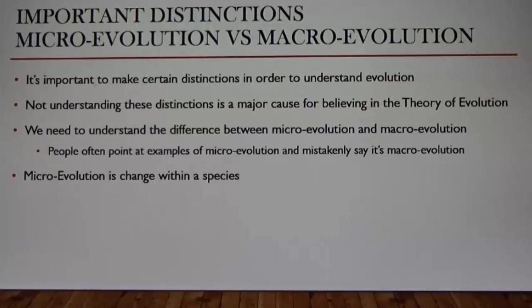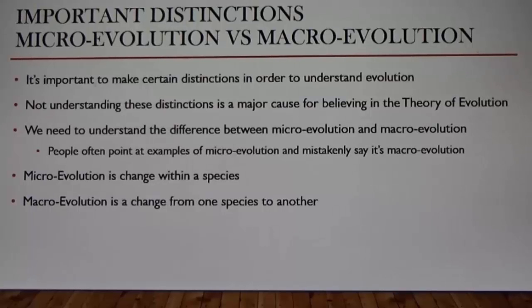So microevolution is a change within a species. Whenever we see the word micro, we're thinking of something on a small scale. So you can think of it as a small scale change within a kind. That's not supposed to say species. I should say microevolution is a change within a kind.